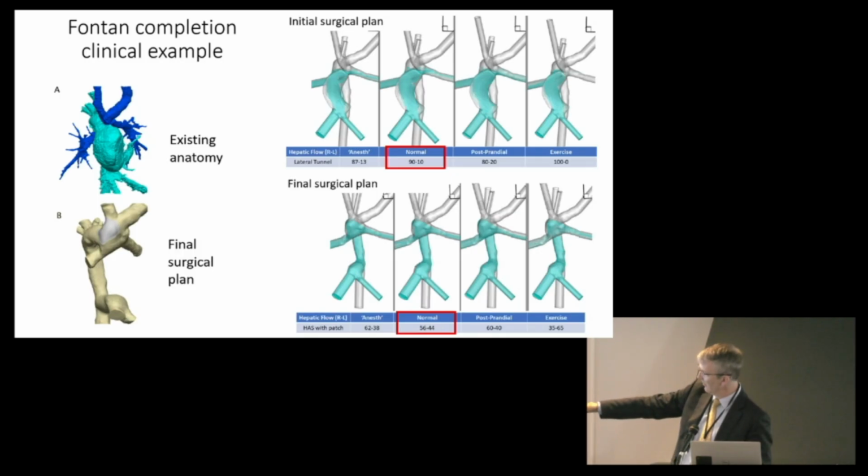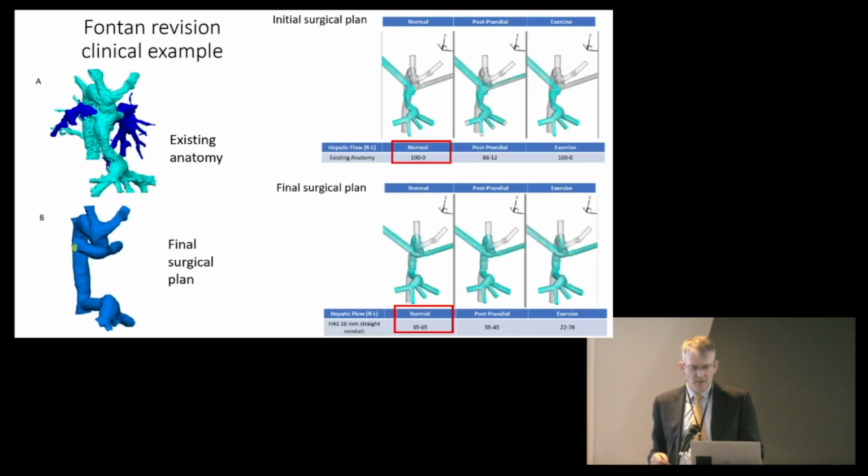But with flow simulation and various surgical plans, both simulated and evaluated, we were able to come up with a surgical strategy where we had 56% to the right lung and 44% to the left lung, and that child underwent that operation. And the post-op MRI showed that we were almost exactly on point.